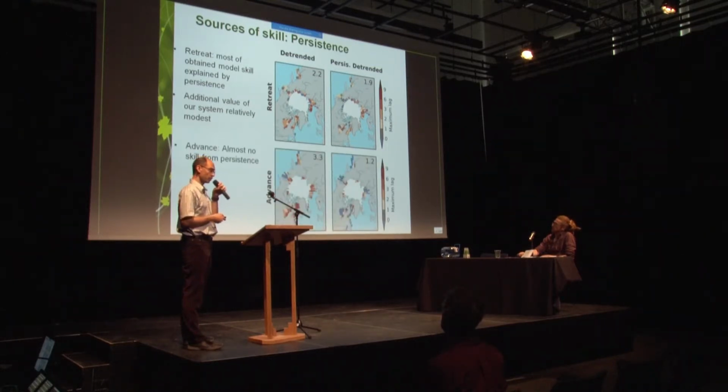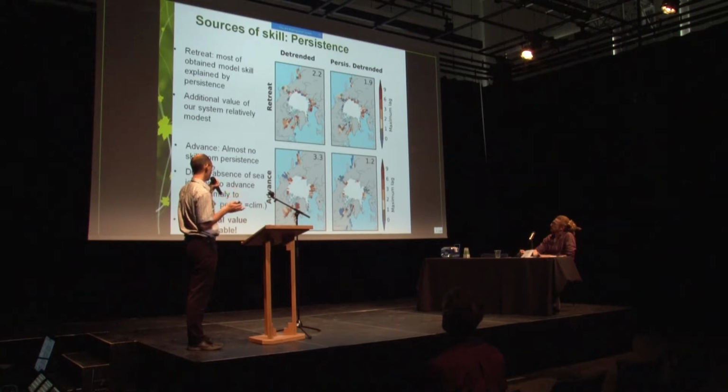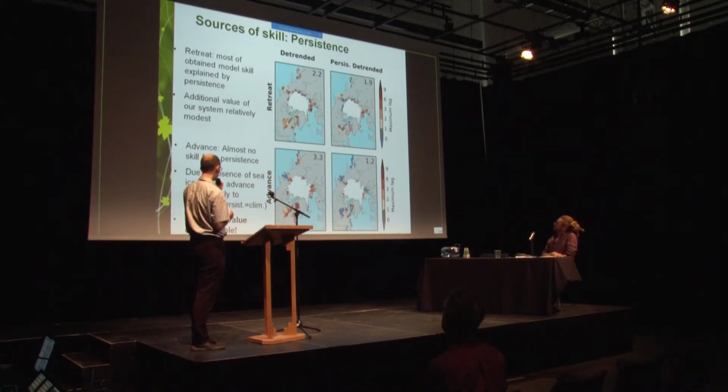However, for the advance date predictions, it's a completely different story. There's basically no skill from persistence in advance date predictions, and that makes sense because prior to freezing up, prior to the advance date, there's no sea ice, so there's no anomaly to persist. So basically, you end up with a climatological forecast, which in terms of anomaly correlation does not carry any skill.